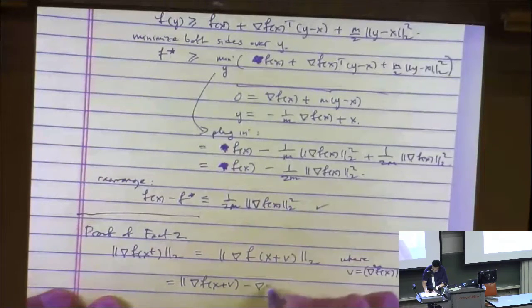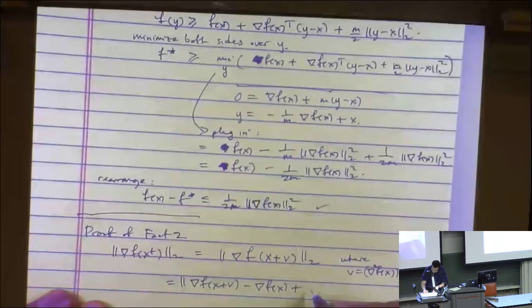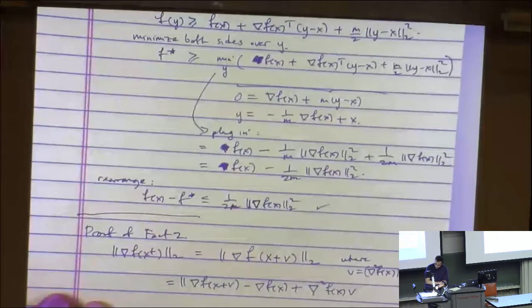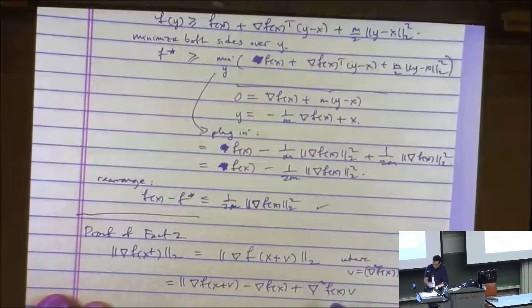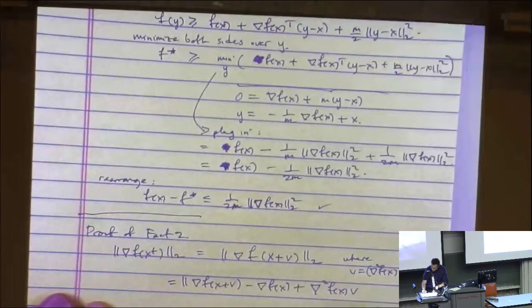So I'm going to subtract off the gradient of f at the point x, but I'm also going to add the Hessian times the Newton step. And you can see by the definition of the Newton step, that's just the gradient. So I've just added and subtracted the gradient. I haven't done anything.